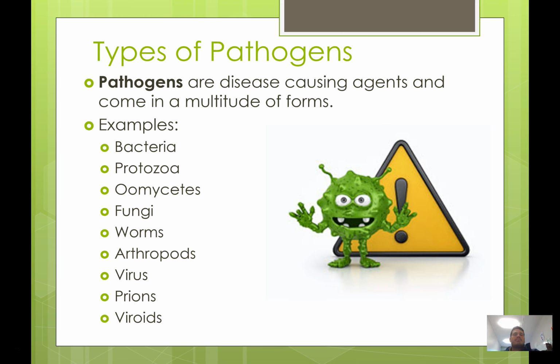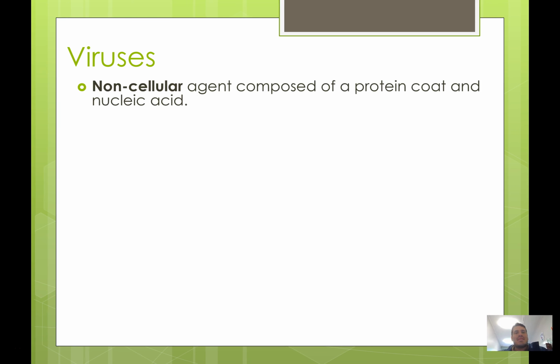So, pathogens are disease-causing agents. We can't say they're disease-causing organisms because not all pathogens are actually alive. So they're disease-causing agents that come in lots and lots of different forms. Here are some examples of these that we'll go through. So the first example is viruses. They're probably the coolest pathogens. They're actually non-cellular, so we consider them not alive. They're composed of a protein coat and some nucleic acid on the inside, and this nucleic acid can be either DNA or RNA.